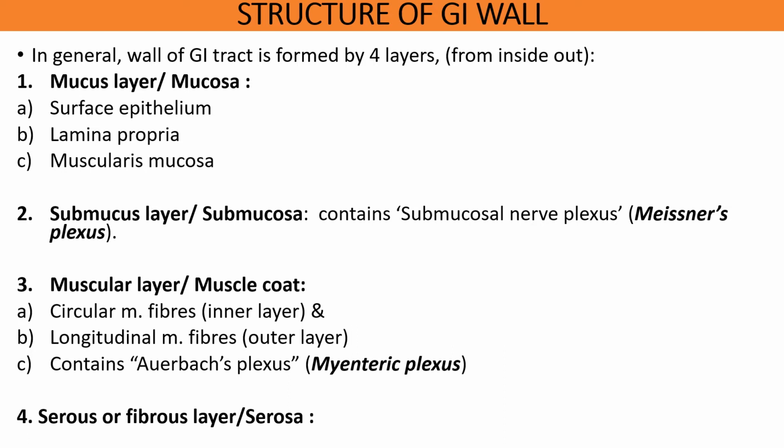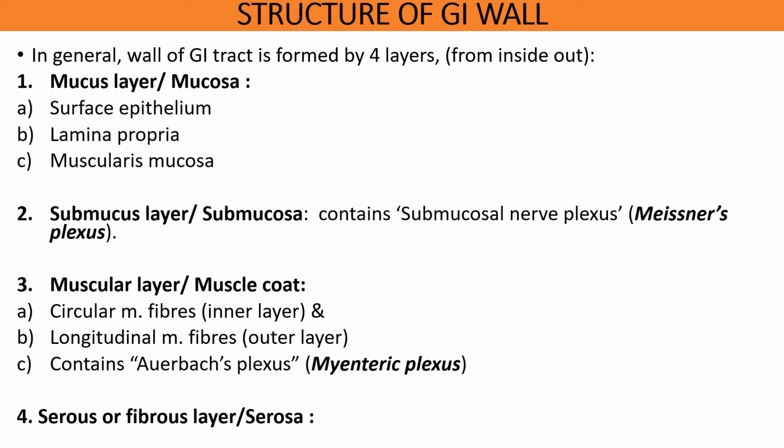This mucosa will again have 3 different layers from inside to outside the gut: the surface epithelium, then the second layer, the lamina propria, and the third layer, the muscularis mucosa. Now, after the mucosa, when you go towards the periphery, towards the outside of the gut, you will find the submucous layer or the submucosa. The submucosa is very important because it contains a special nerve plexus known as the submucosal nerve plexus or the Meissner's nerve plexus.